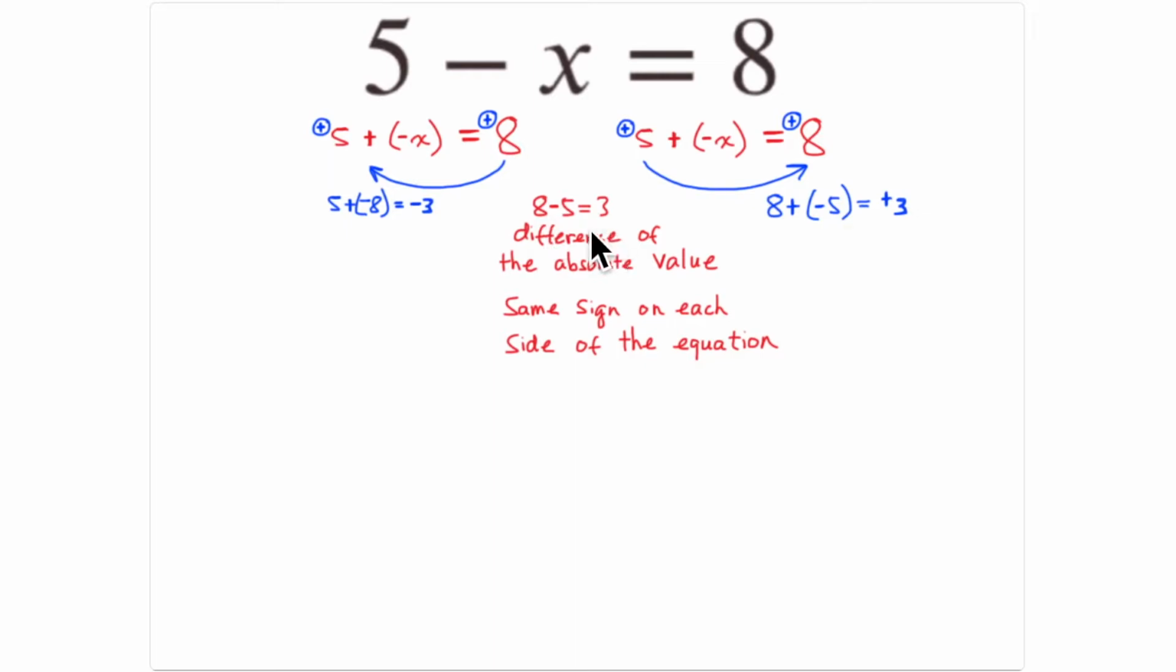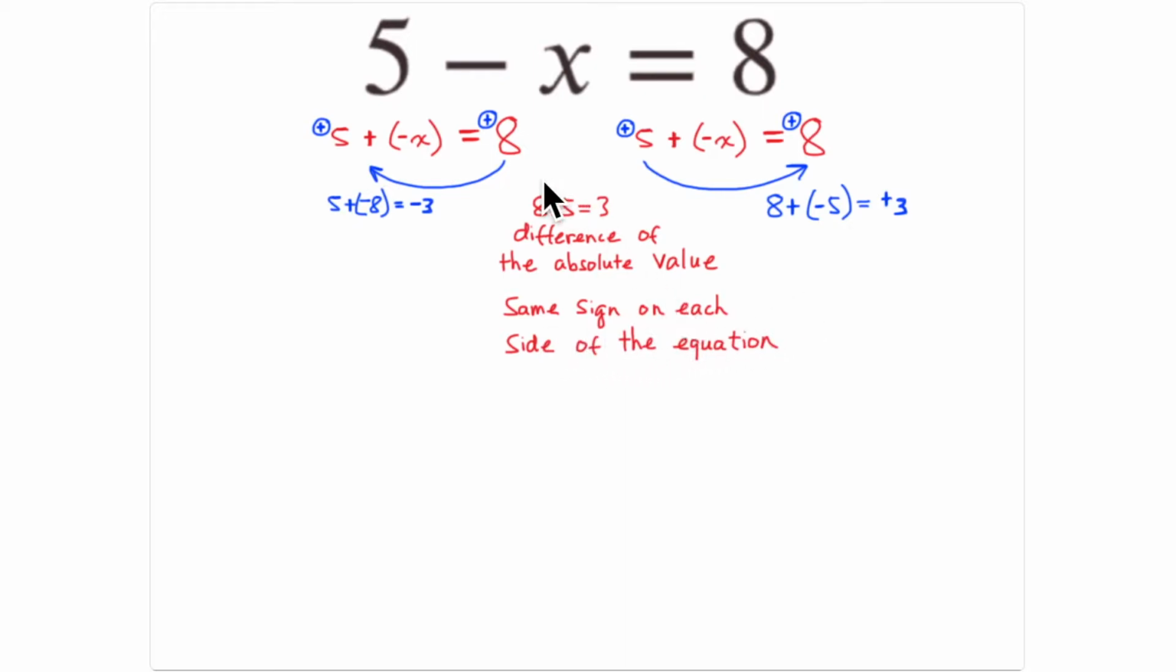All right, so let's think about what's going on. If the terms have the same sign and you're moving one to the other side of the equal sign, you're going to take the difference of the absolute values because they're going to change signs. So these are both positive, but as you move this over here, it becomes a negative 8. So the difference of the absolute values is 8 minus 5 is 3. It's going to be a negative 3. Over here, it's a positive 5. It's going to be negative 5. 8 minus 5 is 3. But in this case, it's going to be a positive 3 because there's more positives.